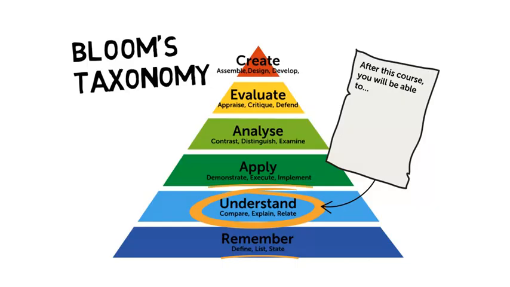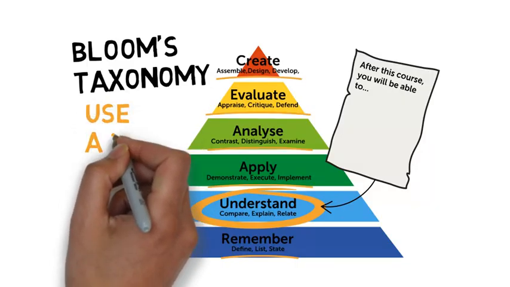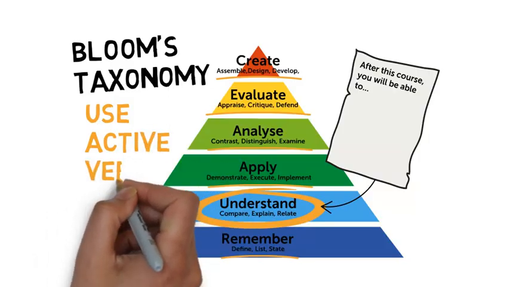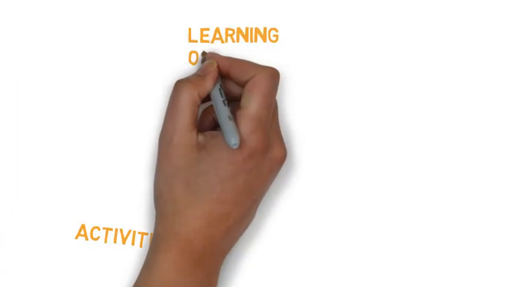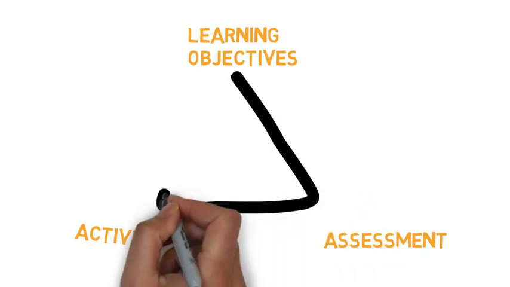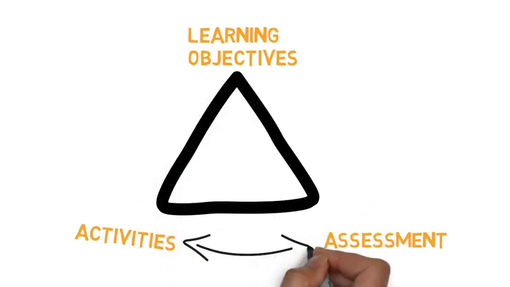In this pyramid, you can see that each level of learning contains active verbs. Using active verbs will make your learning objective more specific, which will help to make a strong alignment between the objectives and the assessments. The same principle applies for the alignment between the learning activities and the assessments.